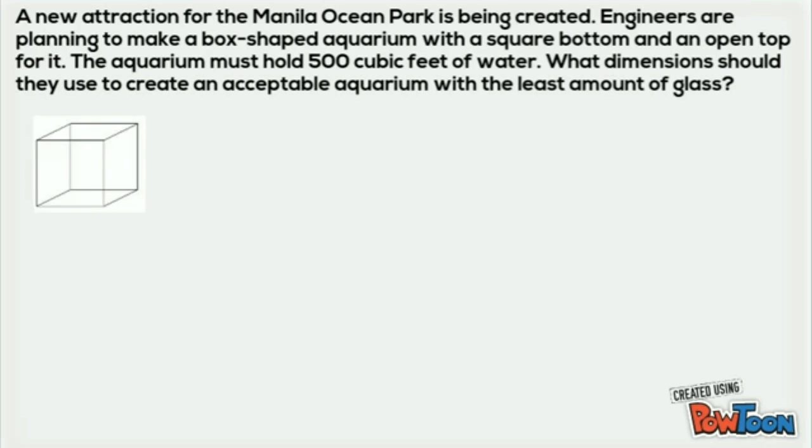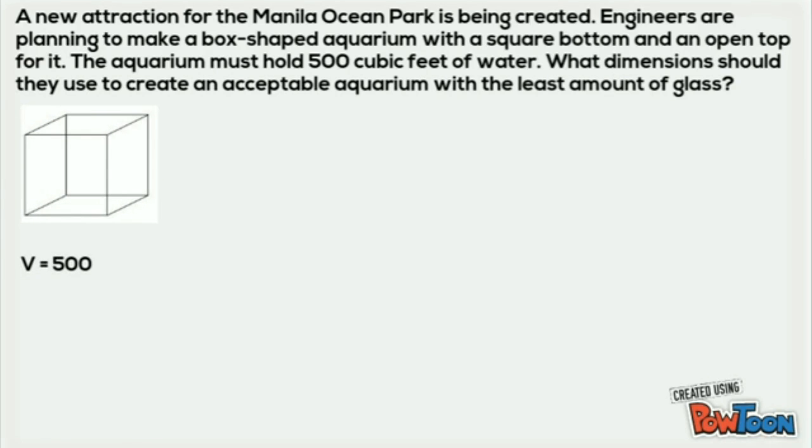First, let us draw a box with a volume of 500 cubic feet. Length and width labeled with variable x, and height labeled with variable y. Since the volume is equal to length times width times height, the volume of this box would be 500 equals x times x times y, or 500 equals x squared y. We call this equation the constraint.